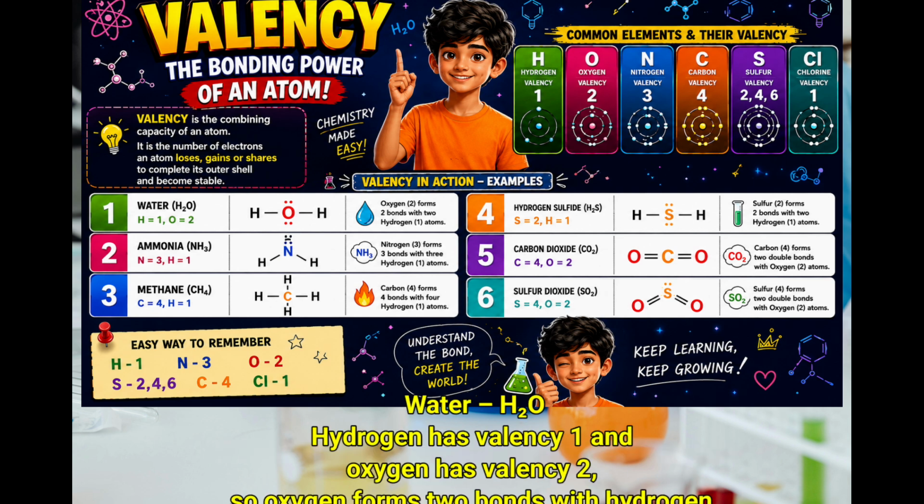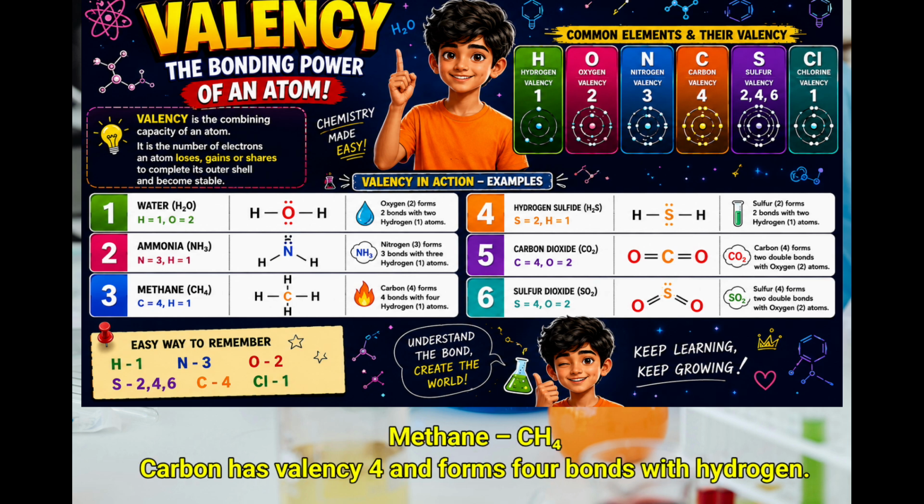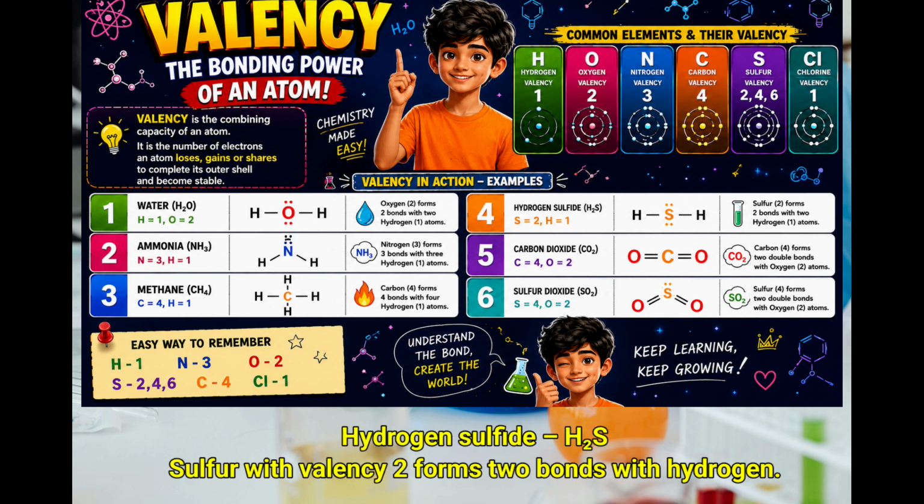Water: hydrogen has valency 1 and oxygen has valency 2, so oxygen forms 2 bonds with hydrogen. Ammonia: nitrogen has valency 3, so it bonds with 3 hydrogen atoms. Methane: carbon has valency 4 and forms 4 bonds with hydrogen. Hydrogen sulfide: sulfur with valency 2 forms 2 bonds with hydrogen.